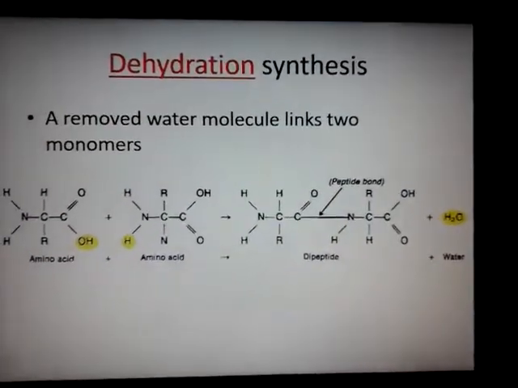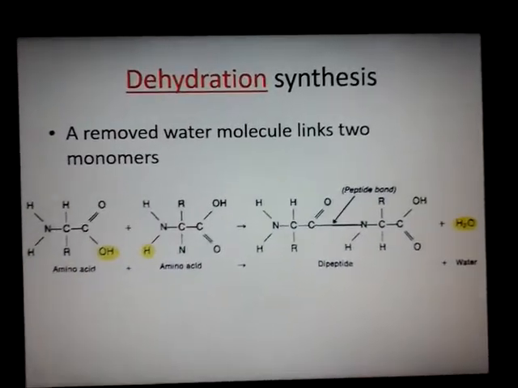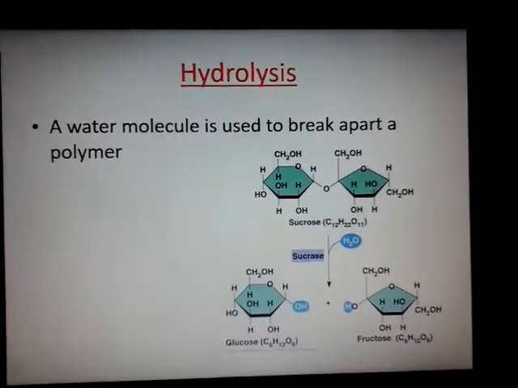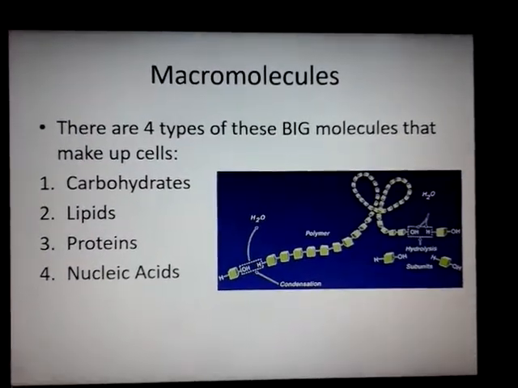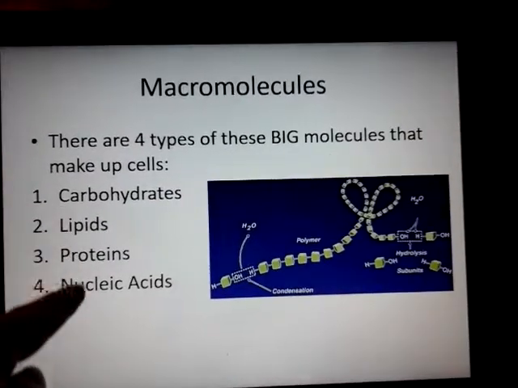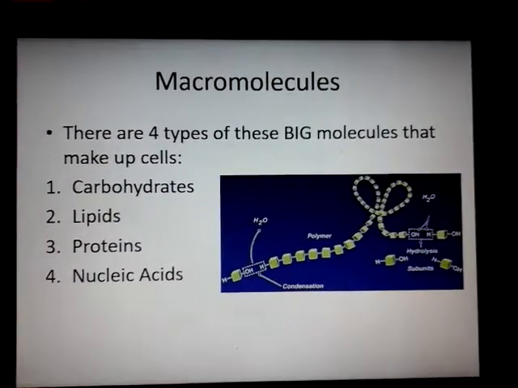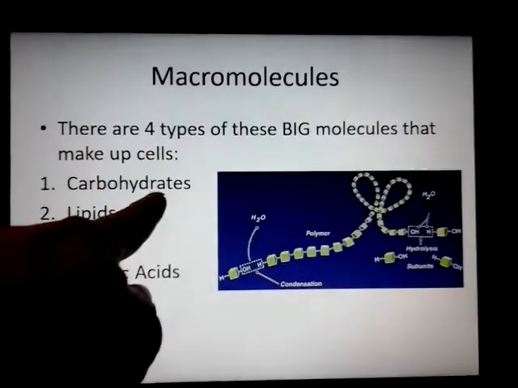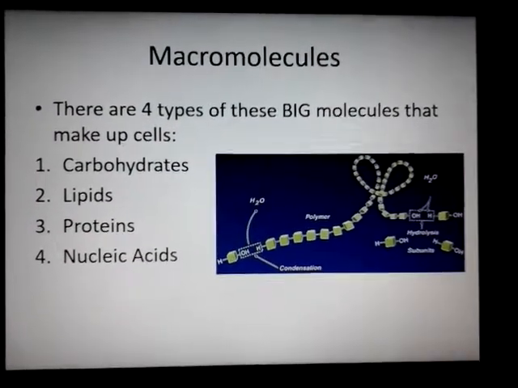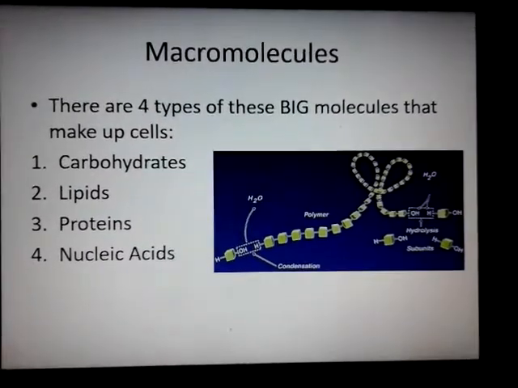We talked about dehydration synthesis and how we make things. We talked about hydrolysis and how we break things apart. And then we had our 4 types of macromolecules, and we talked about how they're always in this order because of their complexity. So carbohydrates are first. They're made by plants. They're not that complex, so they don't have a lot of bonds.